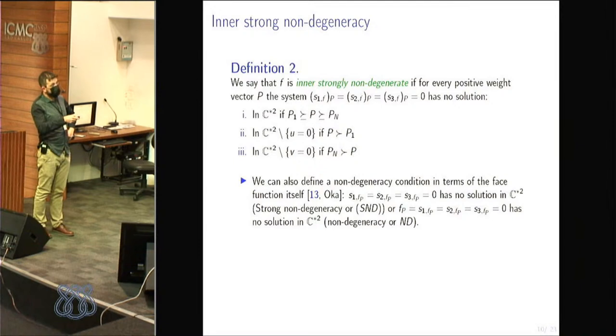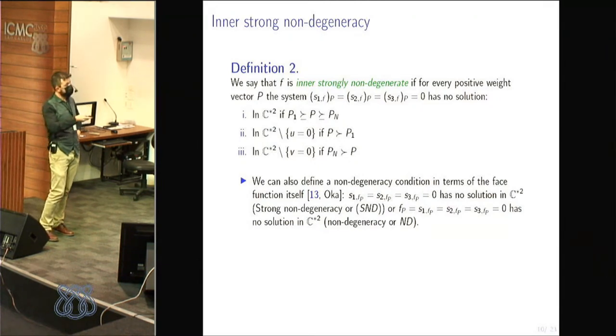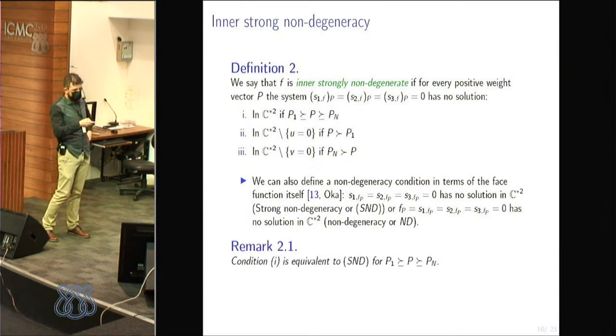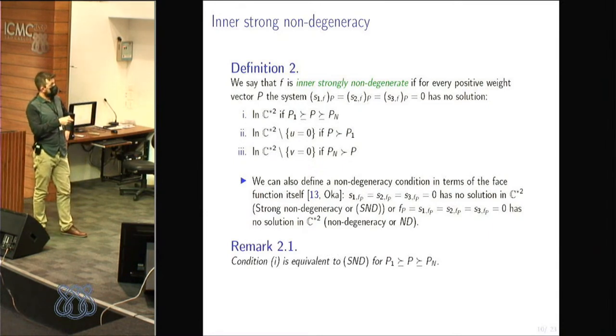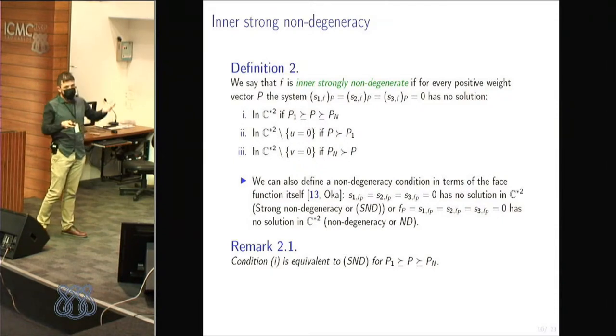We can also define a weak non-degeneracy condition that just includes the zero set in the system. This is called non-degeneracy. The first is a strong non-degeneracy, and the second one is the non-degeneracy condition. An important remark is that condition one of the inner strong non-degeneracy is equivalent to the strong non-degeneracy only for these weight vectors. For the other ones, it is not equivalent in general.